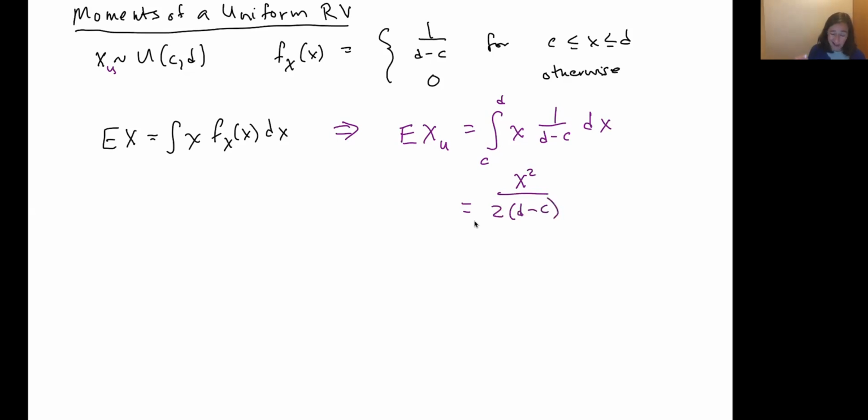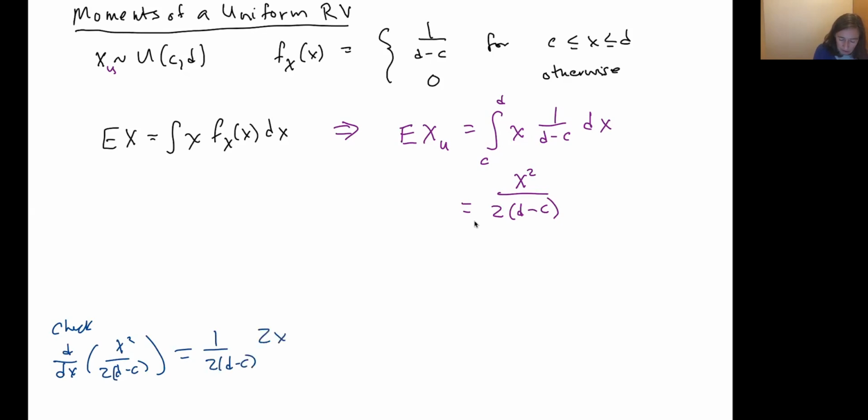And if we want to check ourselves, let's do it over here in the corner. Check. So the derivative with respect to x of that, x squared over 2 times d minus c, is 1 over 2 times d minus c, times 2x, equals x over d minus c. Yes. Okay. So I did the antiderivative part of finding my integral here. I still want to remind myself what the limits of integration are. So I'm evaluating this as x goes from c to d.